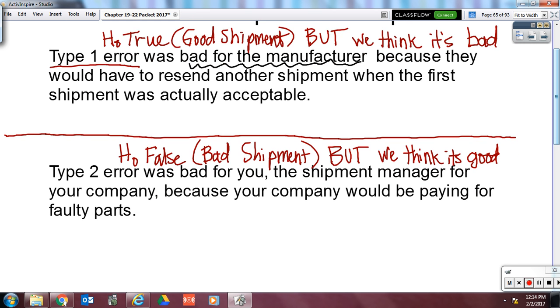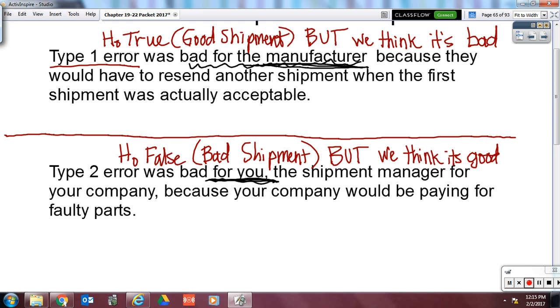Now type 2 error is when the null is false. We failed to reject a false null hypothesis. So the null is false, which meant we have a bad shipment, but we failed to reject it and we think that it's good. So type 2 error is bad for me, the person in charge of accepting or rejecting, because now my company is going to be paying for faulty parts. So type 1 error in this case was bad for the manufacturer, whereas type 2 error was bad for my company. That's what we're going to stem from today.